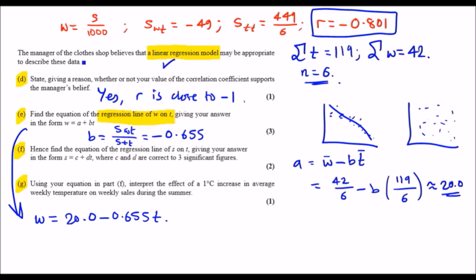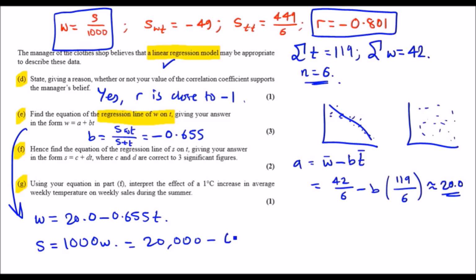And we can just figure this out using the relationship of the coding here. Technically, all you can really do is just make S the subject here. If you do that, you get S equals 1,000 times W. And if you just replace W with your equation, you just multiply the whole equation by 1,000. So it will literally be 20,000 minus 655t. And that's it. That's really all you do.